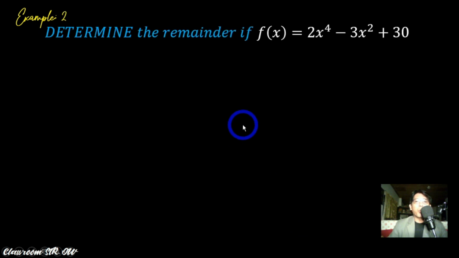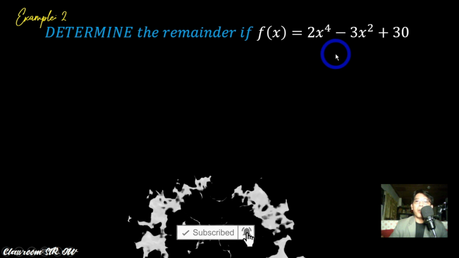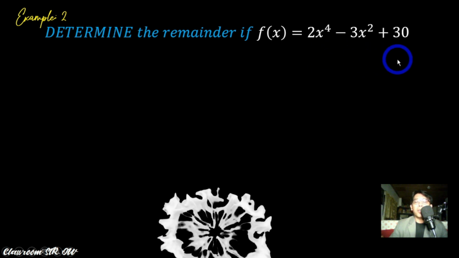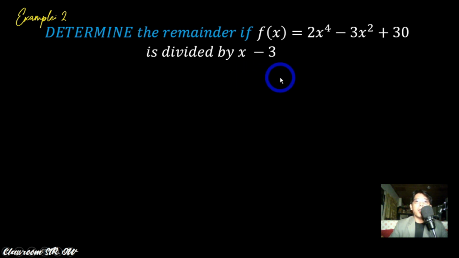Example number 2. We are asked to determine the remainder if the given polynomial function f of x equals 2x to the power 4 minus 3x squared plus 30 is being divided by x minus 3. Since we know already about synthetic division, we will apply synthetic division for us to find the remainder.